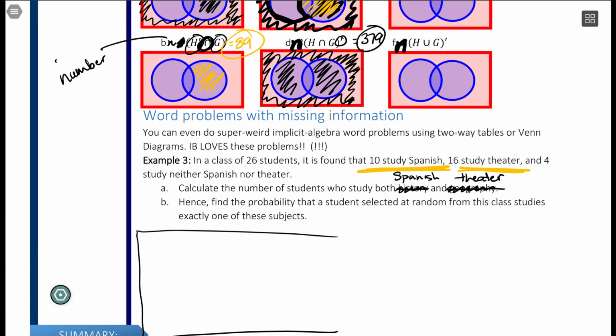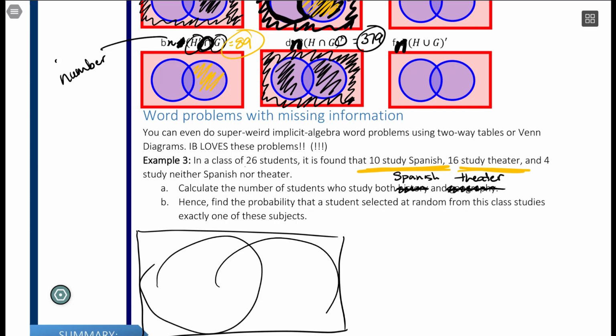You don't have to use Venn diagrams, but this is a helpful tool to be able to answer those kinds of questions. So I'm going to draw my Venn diagram. I'm going to label them as Spanish, theater. I'm not going to forget that I've got a universal set here. And the only piece of extra information that helps me out is those that study neither Spanish nor theater, right?